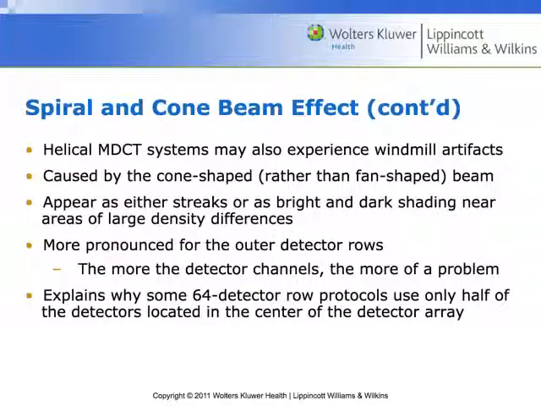Windmill artifacts are caused by a cone-shaped rather than fan-shaped X-ray beam. It's just misregistering stuff as the table progresses through the tube. We would see it more pronounced on the outer detector rows because they're not receiving enough information. This is one of the reasons why, when we have these bigger CT scanners like a 64-slice or a 128-slice CT scanner, with some protocols we may not use the entire detector array. We may only use a portion of the detector array in order to avoid having this kind of artifact. All right, that's it.